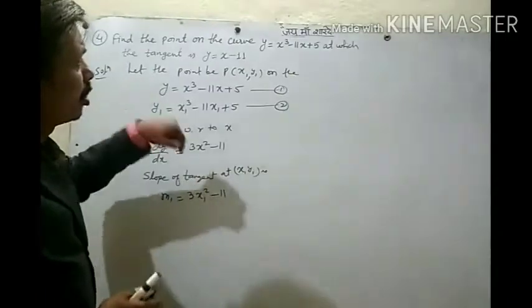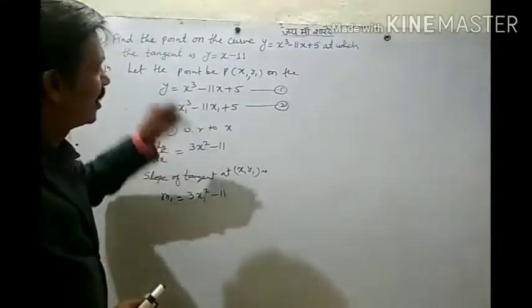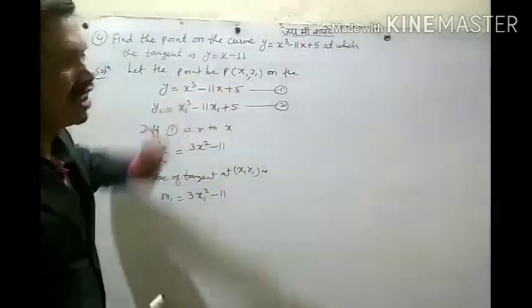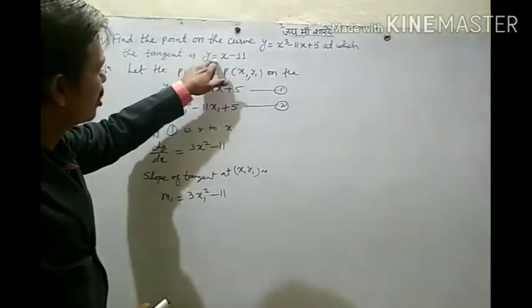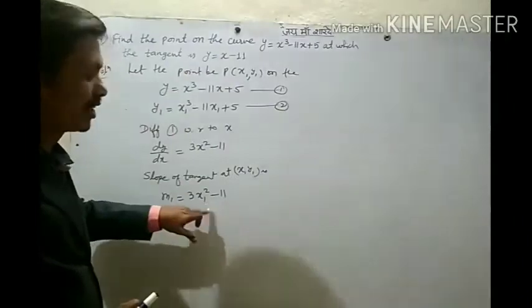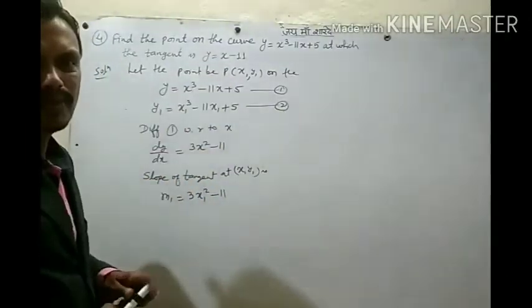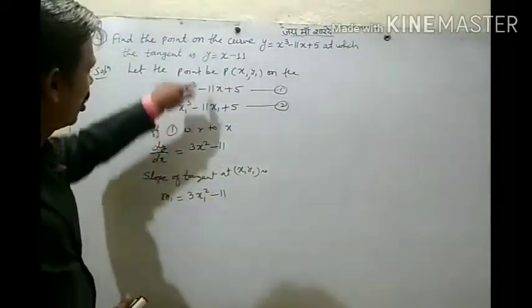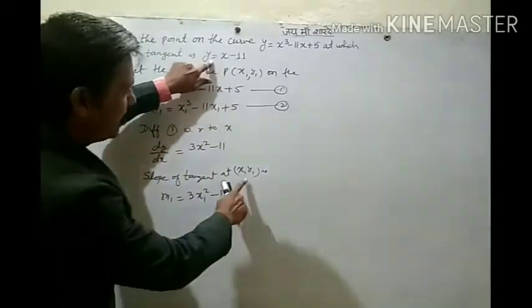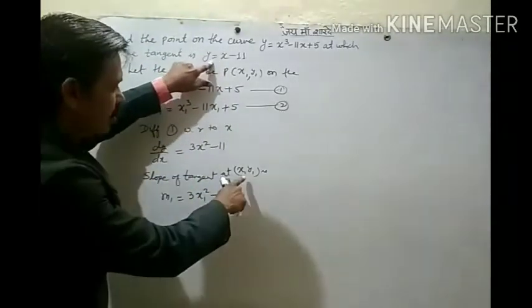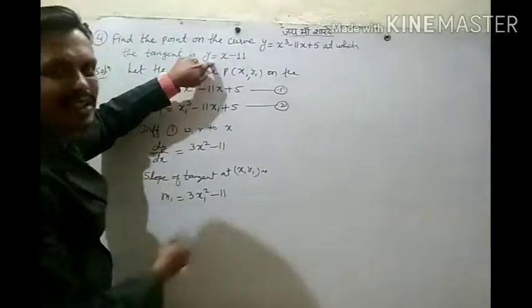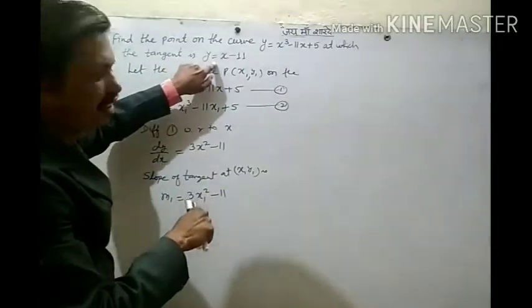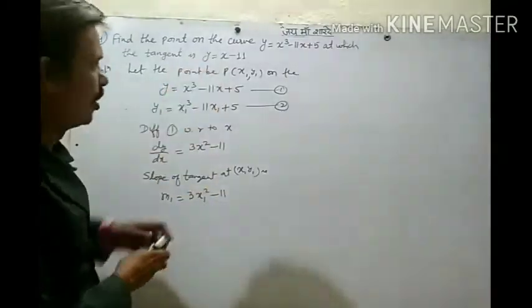But when we draw tangent at point P, then its equation will be y equal to x minus 11. Means it is also tangent, so its slope and this slope will be same only. We are drawing this tangent at point P only. And at P, slope of tangent is 3x1 square minus 11. So this slope will be same as slope of this line. So what do you write?